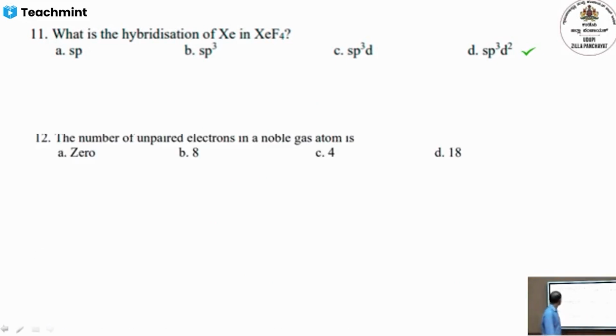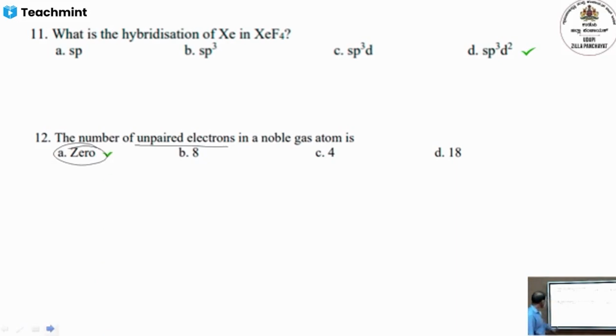One of the last questions: the number of unpaired electrons in a noble gas atom. This is quite an interesting question. Very simple, at the same time many people can make mistakes in this. Noble gases have 8 electrons in the valence shell, and when we have 8 electrons in the valence shell, they are all paired, and therefore the number of unpaired electrons in the case of noble gases is 0.